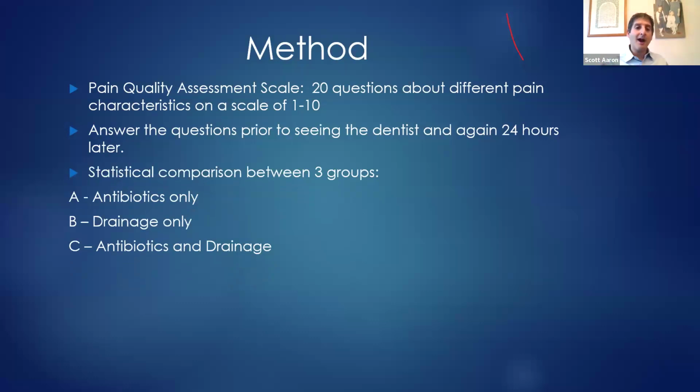So we had these three groups. We've got the antibiotic-only group, the drainage-only group, that's drainage being an extraction, an extirpation, or an incision, and the antibiotics plus drainage. So belt and braces, we used to call it.